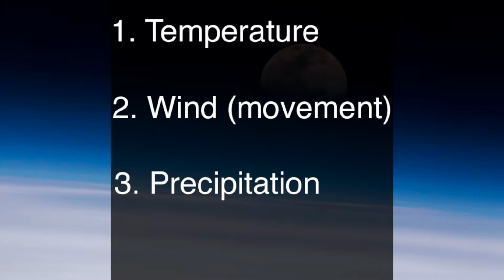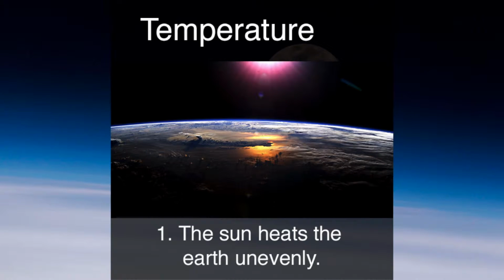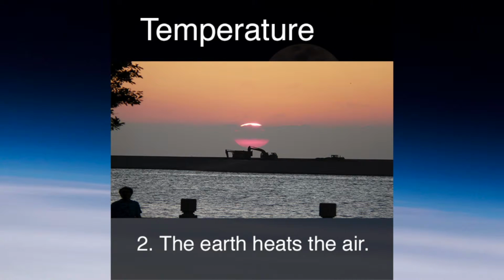As we move through these 3 features, we'll look at 5 simple rules that govern the behavior of the atmosphere. First, in terms of temperature, we'll note that the sun heats the Earth unevenly. Rule 2, that the sun heats the Earth and the Earth heats the air. That is, the sun does not heat the atmosphere directly, but first heats the Earth, and the Earth is the source of energy that heats the air.